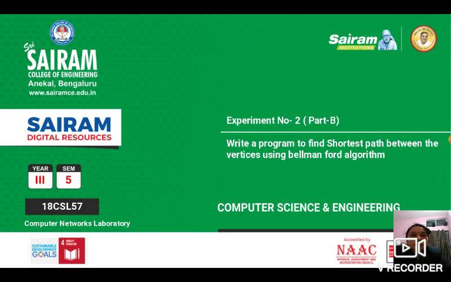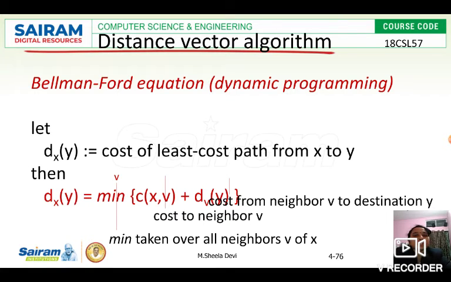In this video, I'm going to explain Computer Networks Laboratory Part B, second experiment, that is, write a program to find the shortest path between the vertices using Bellman-Ford algorithm. So what is the Bellman-Ford algorithm? It is used to find the shortest path between the source and the destination.